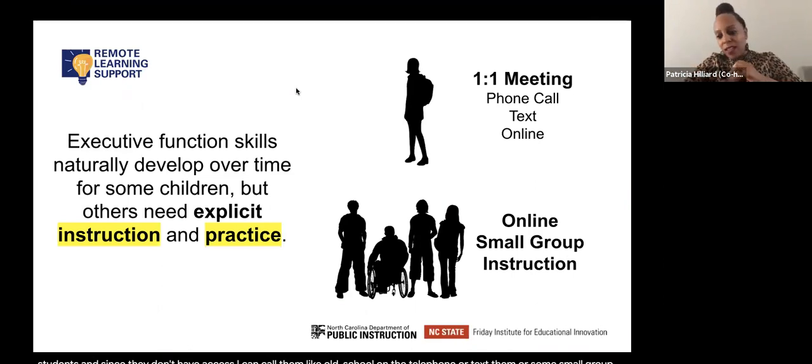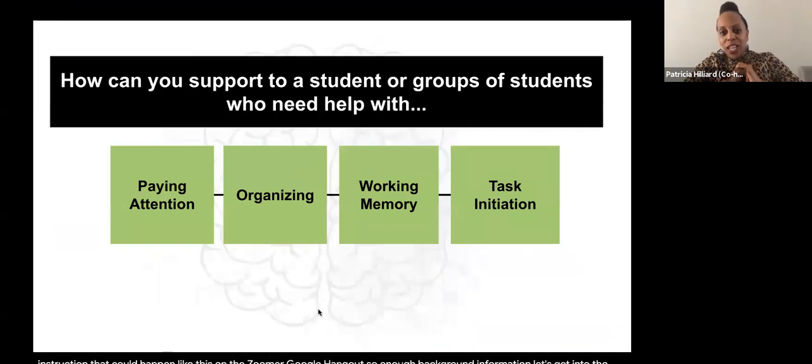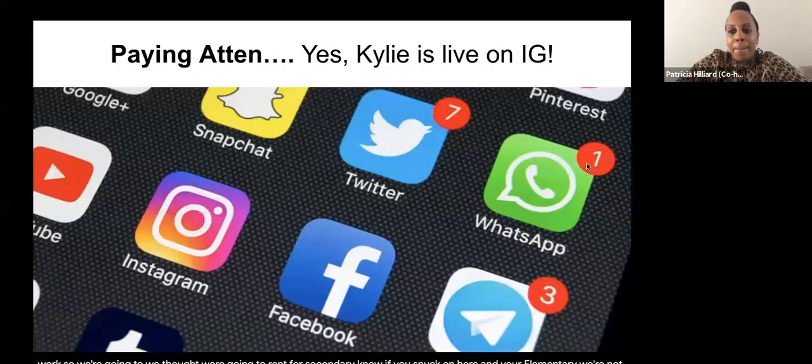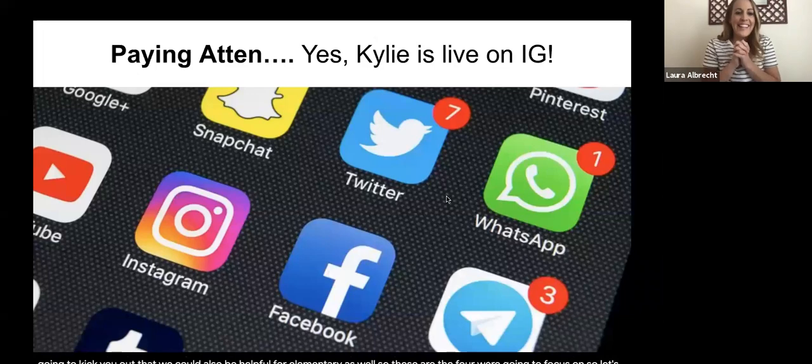So enough background information, let's get into the work. We're gonna focus on 4 executive functions that we thought were appropriate for secondary. Now, if you snuck on here in your elementary, we're not gonna kick you out. That could also be helpful for elementary as well. So these are the 4 we're gonna focus on. Let's jump right in then.